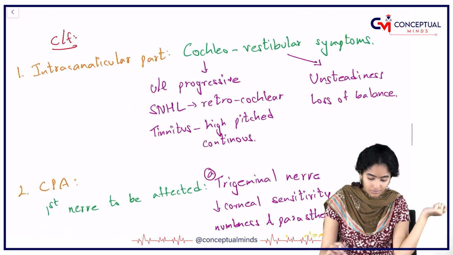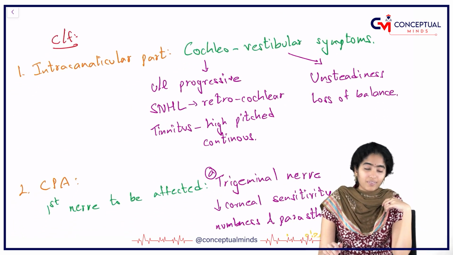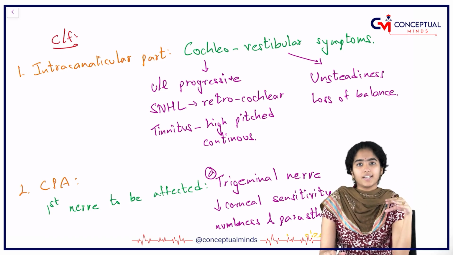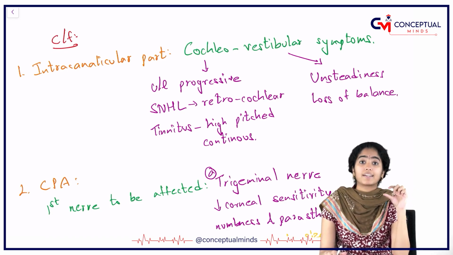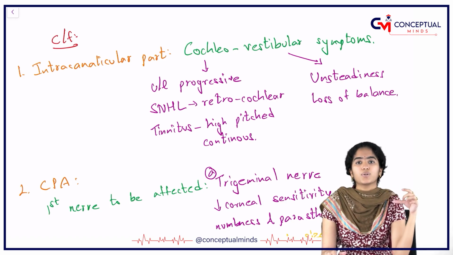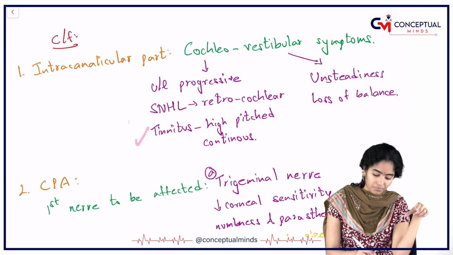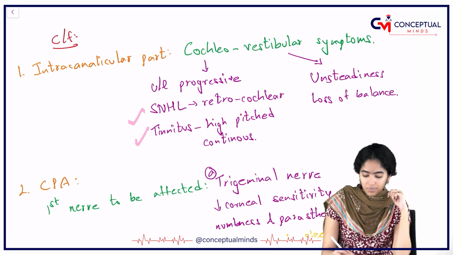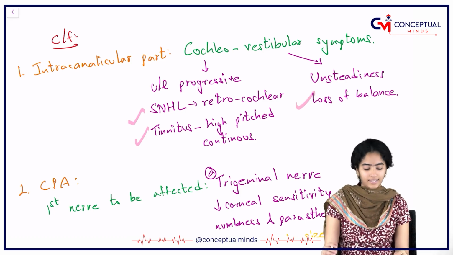Now coming to the clinical features, when it is in the intracanalicular part, the cochlear nerve is affected, resulting in sensorineural hearing loss, retrocochlear type, along with a continuous and high-pitched tinnitus. It is unilateral and progressive. And the vestibular symptoms are loss of balance and unsteadiness.